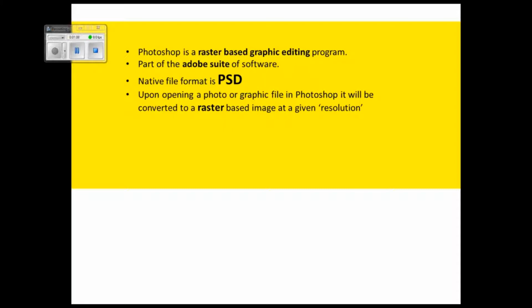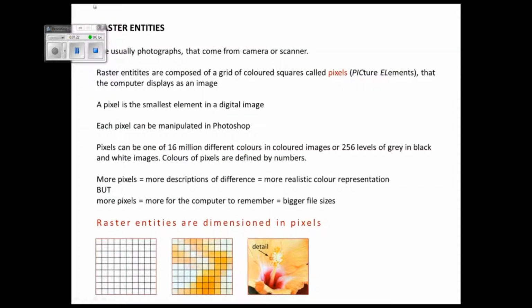If you were to take a digital photo on your camera or to scan something, once you import it into Photoshop, it's converted into a raster-based image, and that raster-based image is given a resolution. Raster entities usually come from photographs. If you scan a document, it turns it into a raster entity, an image made up of a series of pixels.